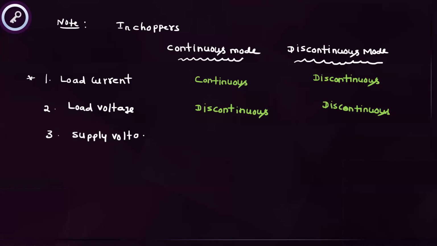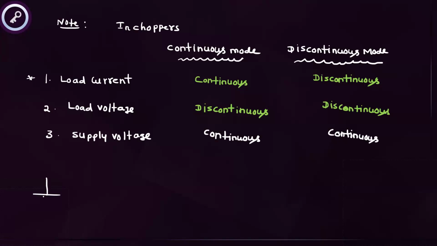In choppers, what about the supply voltage? Continuous, sir. Yes, very good. We are giving constant voltage now. That's why it is a constant voltage. That is, the source voltage is always continuous, whether it is continuous mode or discontinuous mode. We are giving constant supply. But the chopper is on, chopper is off, connected, disconnected.